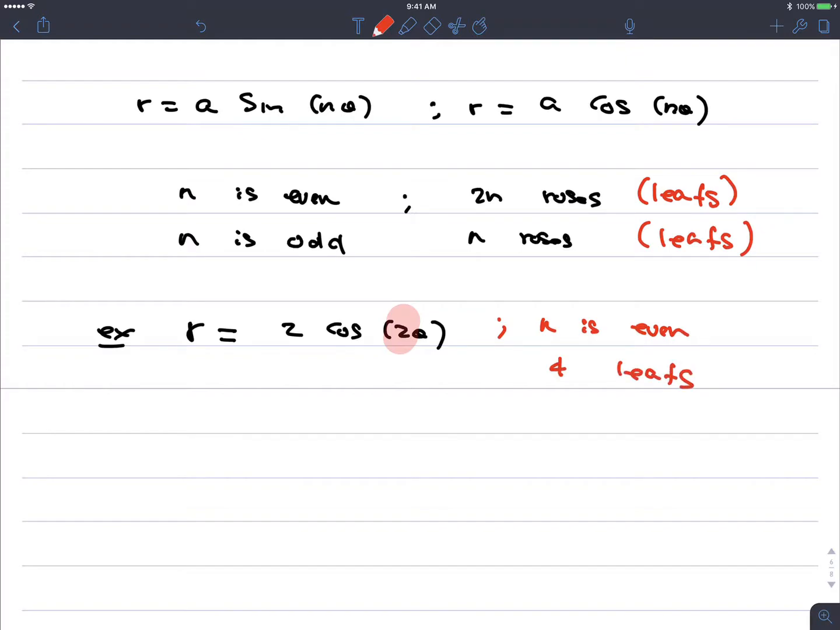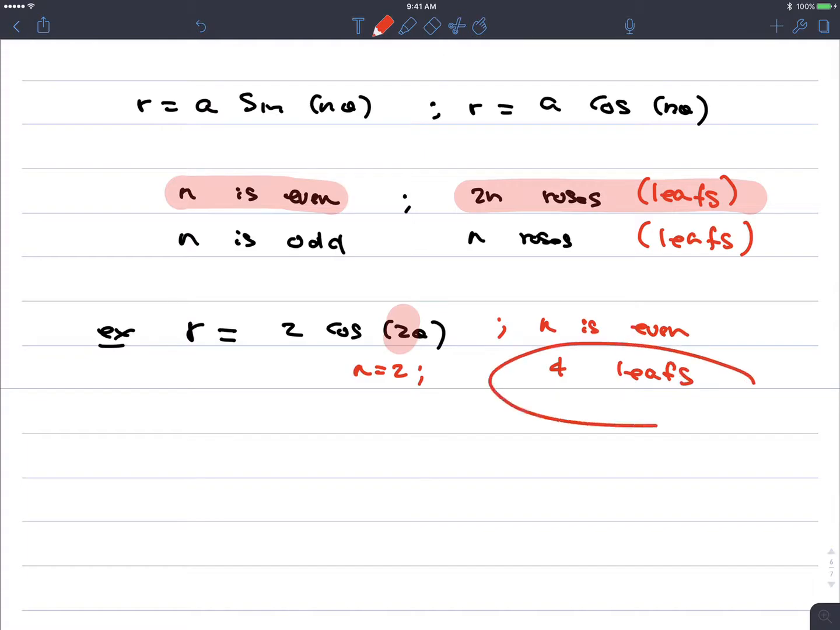2 leaves? Say no. If you have an even number, n is even, how many leaves can we have? 2 times n leaves. What's n in this case? 2. So since n here is 2, we're going to have what? 4 leaves right over here. So we know what to expect, 4 leaves here.